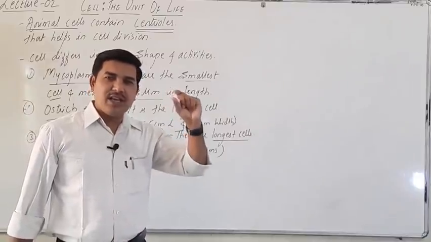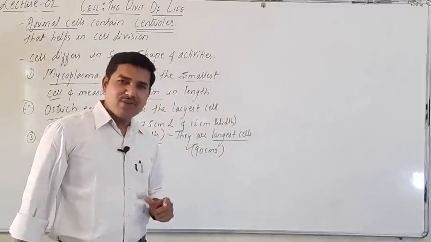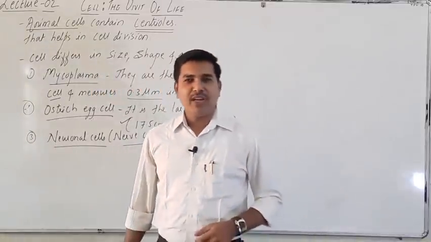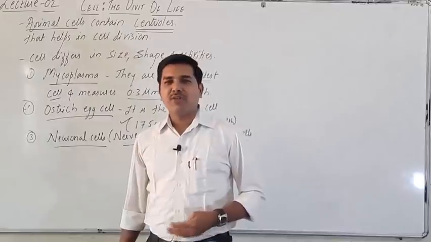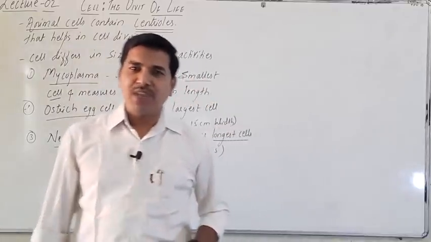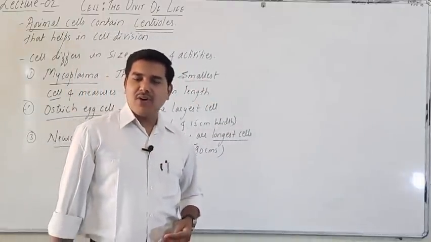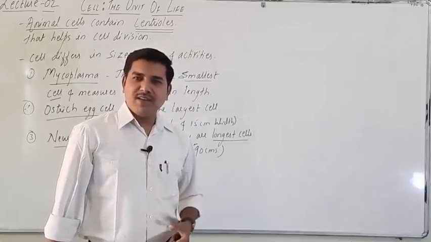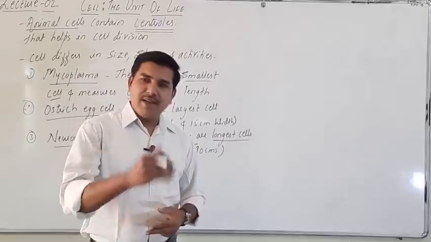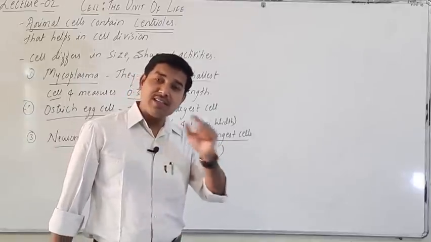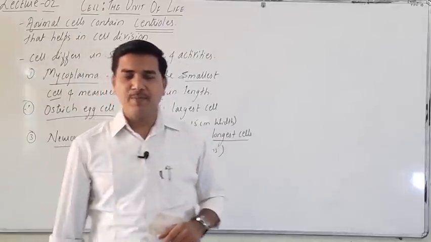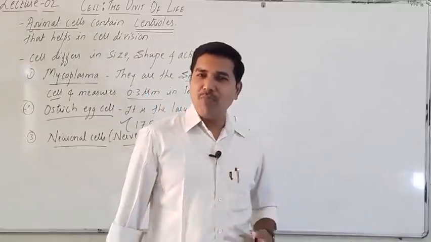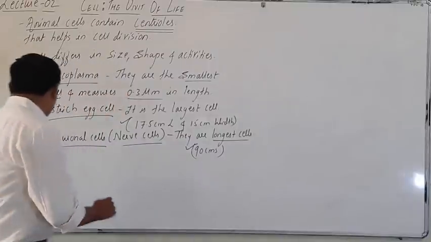Then the smallest is Microplasma. Okay. Then along with that, we have the size of the bacterial cell, which measures around 3 to 5 micrometer in its length or in its diameter. Let us look at the size of the human RBCs. The size of the human RBCs is around 7 micrometer in its diameter.